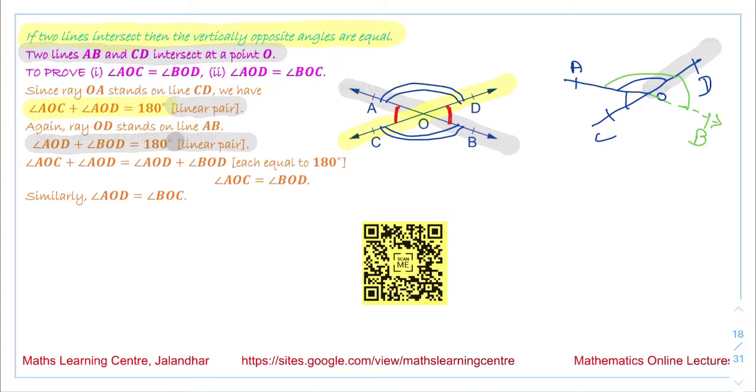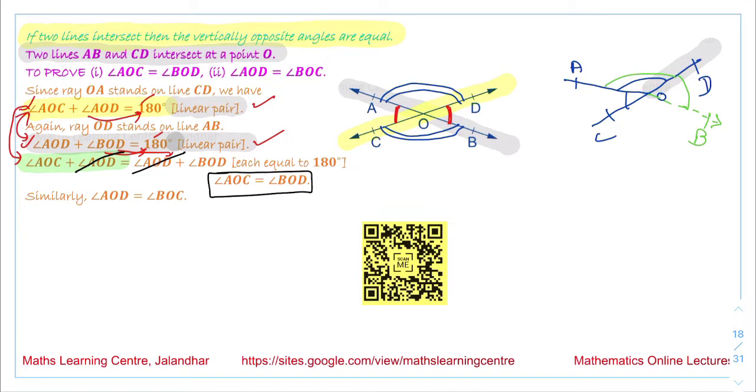So from this, both these values are equal to 180 degrees. Equals are equal, we are using the axiom that this is equal to 180 degrees and this is equal to 180 degrees, so both these are equal. So we get that angle AOC plus AOD is equal to angle AOD plus angle BOD. Now AOD gets cancelled in both, and we are left with angle AOC equal to angle BOD.